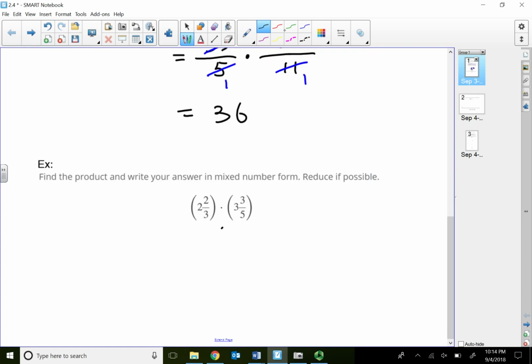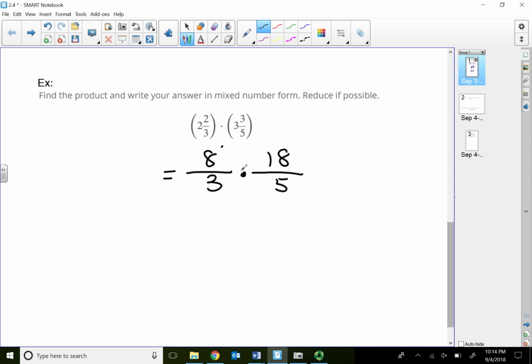All right, let's try a few more. Multiplication of mixed numbers. Let's go ahead and convert into improper fractions. 3 times 2 is 6, plus 2 is 8. Denominator still is 3. 5 times 3 is 15, 15 plus 3 is 18. Now that it's a multiplication of fractions, I can reduce top with bottom. I spot 3 and 18 can be reduced to 1 and 6. So 8 and 6 on top cannot reduce with the 5 in the bottom. If I multiply, that becomes 48 over 5.